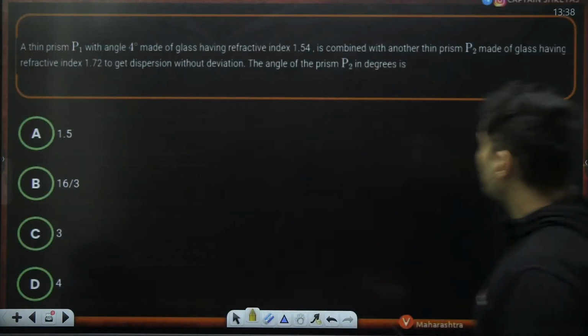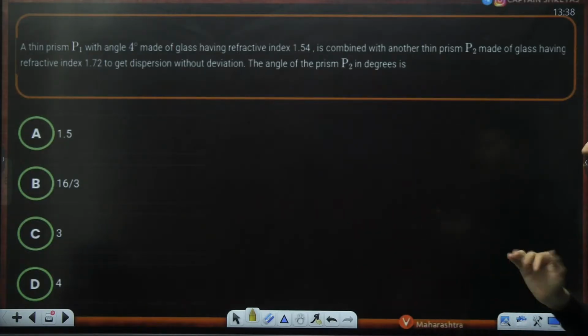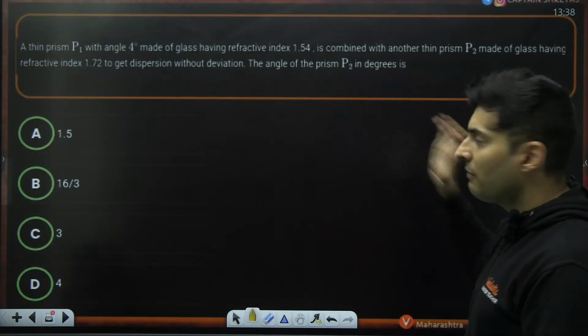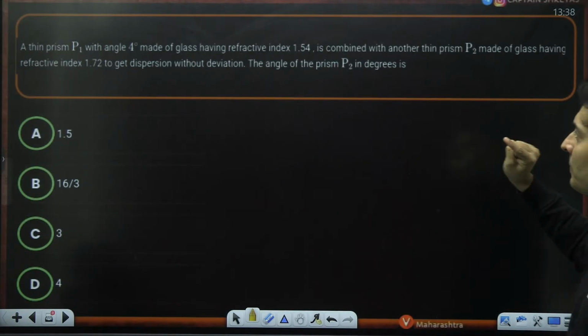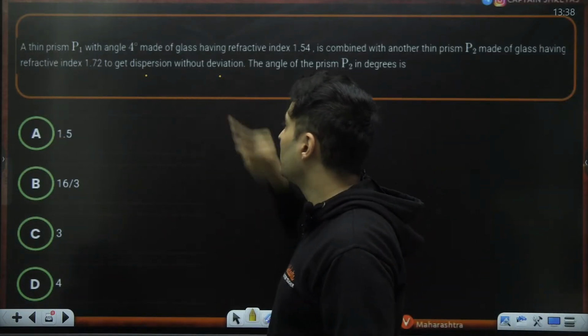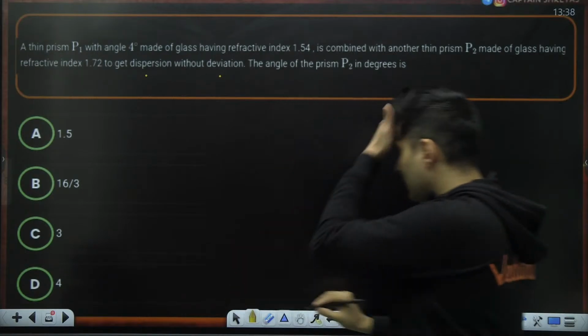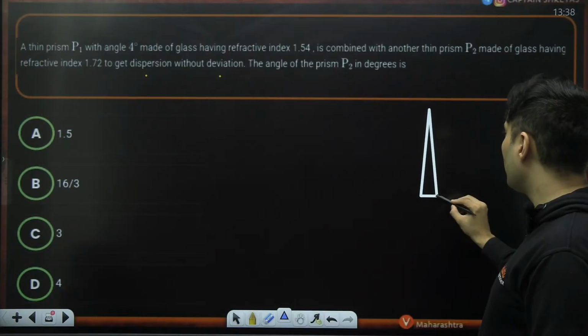Okay. Next question. There are two prisms, P1 and P2. P1 has 4 degrees refractive index. P2 has some another refractive index, another angle. But there is dispersion and there is no deviation. That is very interesting. Let's try to visualize what exactly is happening. Then we can easily frame the equations.